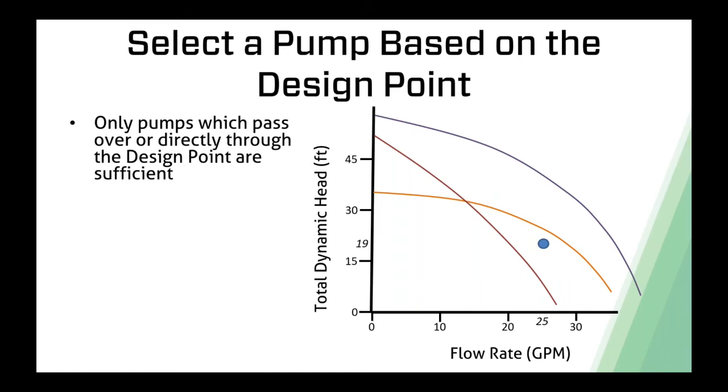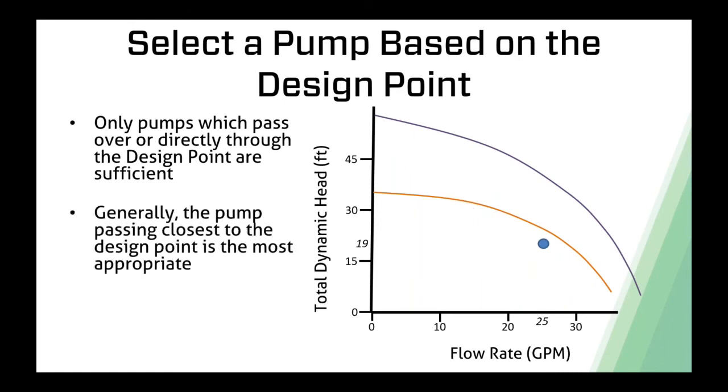will be sufficient. So the red curve that you see on your screen passes below the design point. It is not sufficient to meet that design point. It can't do the performance that we need it to do. And so we're going to take that out of the picture and not consider it. So generally, the pump that is closest to your design point is often the one that's going to be the most appropriate. And that's not always the case, but it's a pretty darn good rule of thumb.